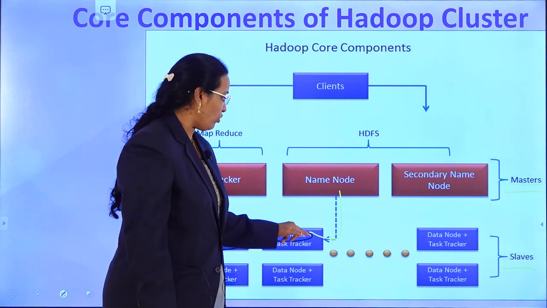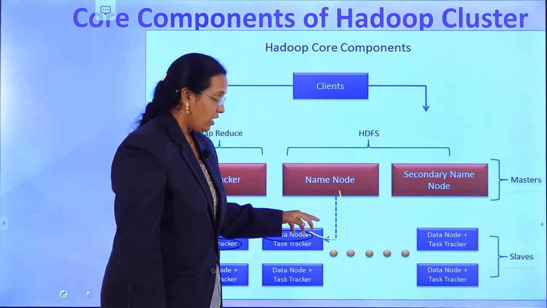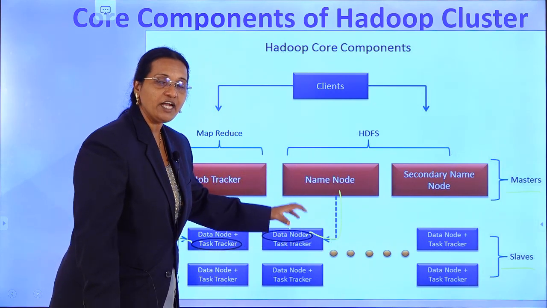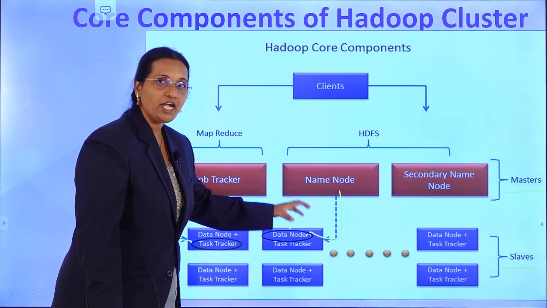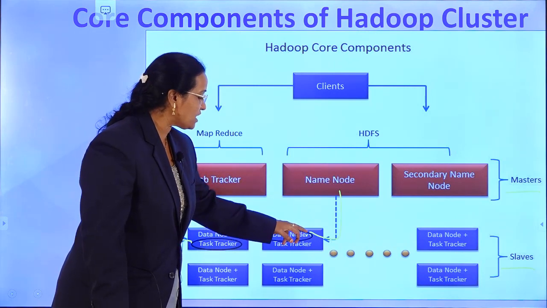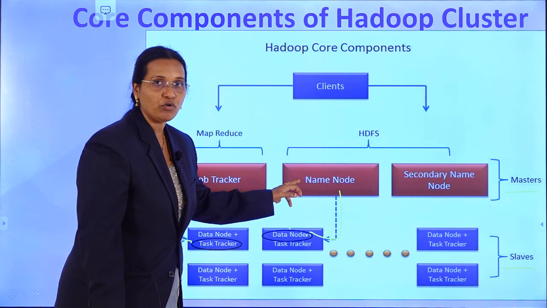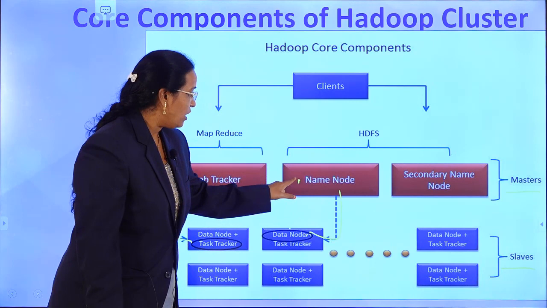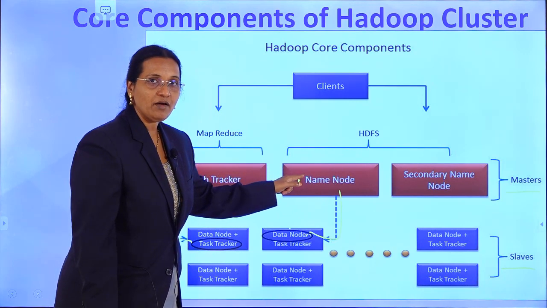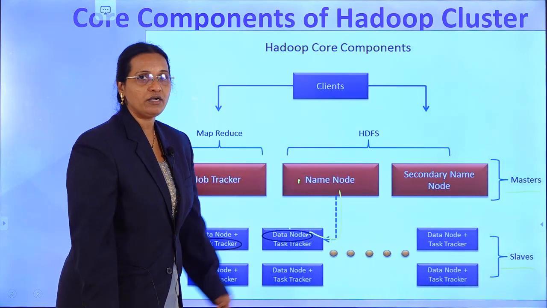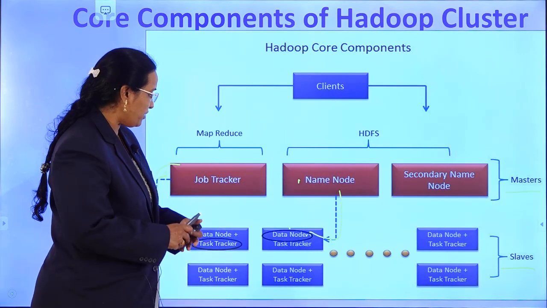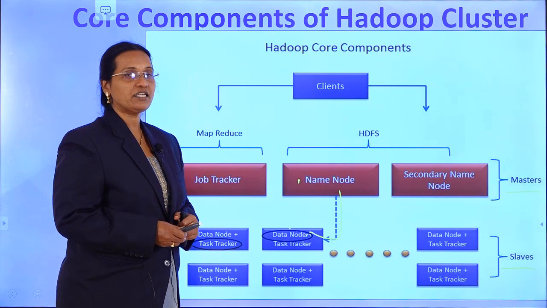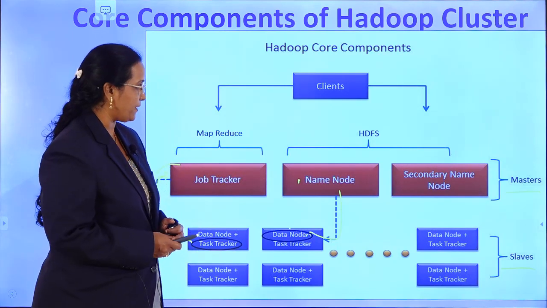Similarly, for the data node, what kind of data is available, whether the data has read permission or write permission, all such information will be stored at the name node. That is why the name node stores the meta information. What is metadata? Metadata is nothing but data about data. I repeat once again, data node is a slave to the name node and task tracker is a slave to the job tracker.